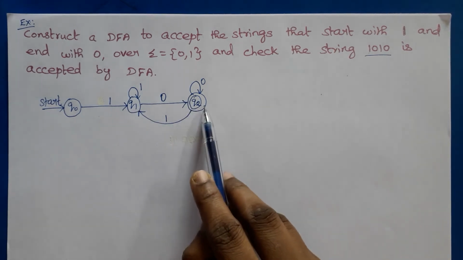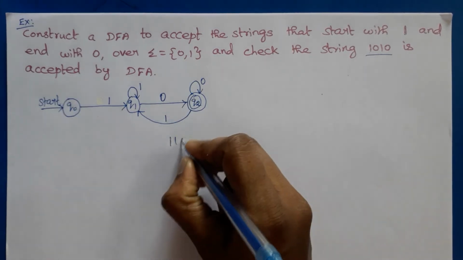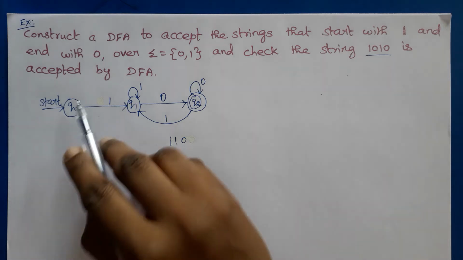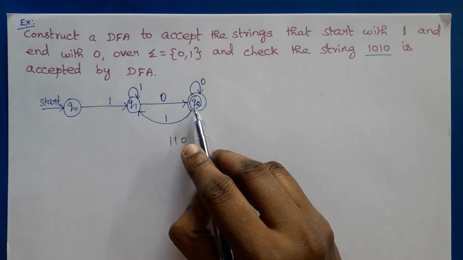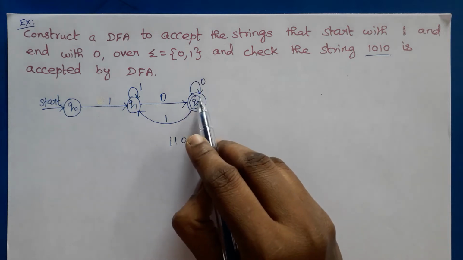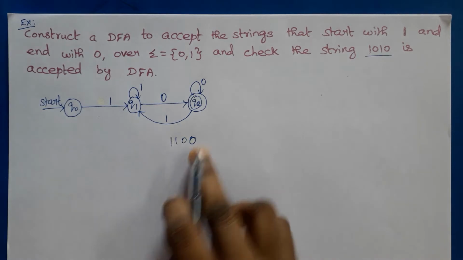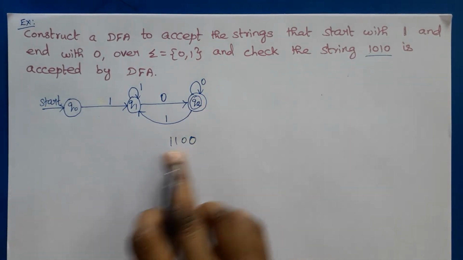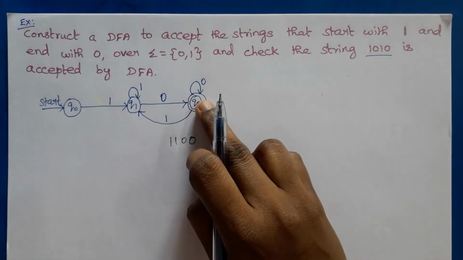Then in Q2, if the input symbol is 0, for example, if we have already read 110, we will be in state Q2. Now the next input symbol is also 0. The meaning is this string is also ending with 0. So it should remain in the same final state, because the string starts with 1 and ends with 0. So it should remain in the final state.